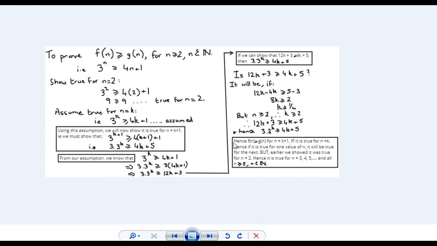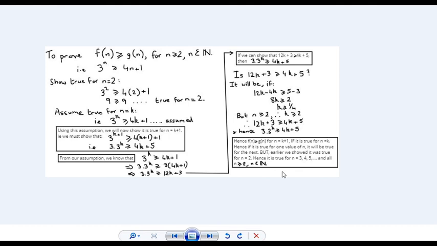So as I've said here at the end, hence f of n will be greater than or equal to g of n for n equal to k plus 1, as long as it's true for n equals k, because we used an assumption there. We assumed that this was true, right? But we now know that if it's true for n equals k, it will be true for n equals k plus 1. So, as I've said here, hence if it is true for one value of n, it will be true for the next.